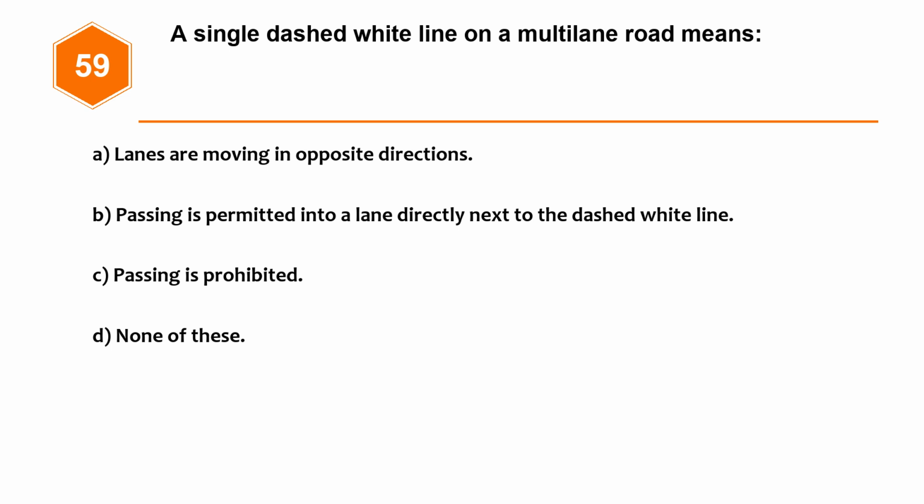Question 59. A single dashed white line on a multi-lane road means: Option A, lanes are moving in opposite directions. Option B, passing is permitted into a lane directly next to the dashed white line. Option C, passing is prohibited. Option D, none of these.